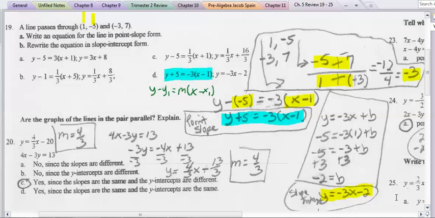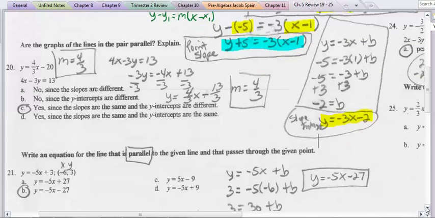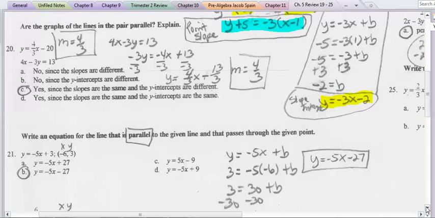Okay, number 20. Now these are kind of squished together, so I wanted to do it quickly, so I did the work, and we'll just try to figure out what goes with what. Are the graphs parallel? For parallel lines, you need to figure out what the slope is, because we need to look for slopes that are the same. So I've got 4 over 3 for this slope.